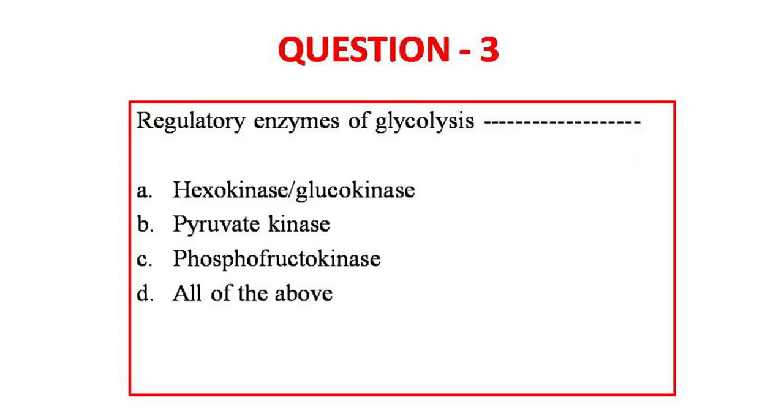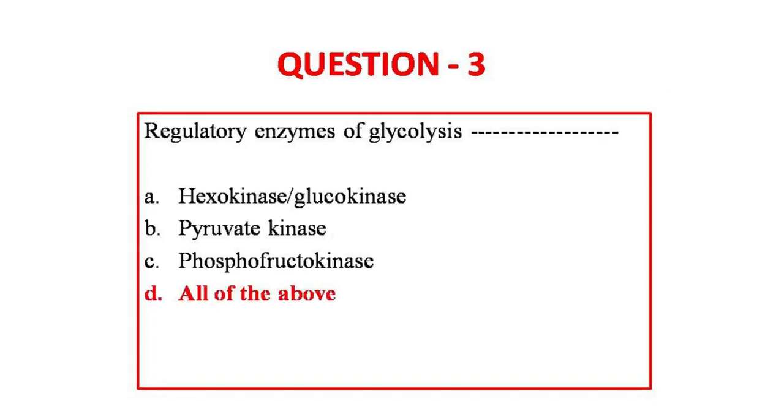So moving on to question number 3. Regulatory enzymes of glycolysis are, they've given 4 options: hexokinase or glucokinase, pyruvate kinase, phosphofructokinase and all of the above. So the regulatory enzymes are actually all of the above. See, the hexokinase, the pyruvate kinase, the phosphofructokinase all play a major role in glycolysis. And this hexokinase, or glucokinase, it is called glucokinase when it is in the liver. So that's the reason they've given another name too.